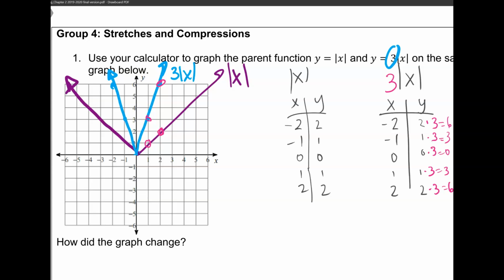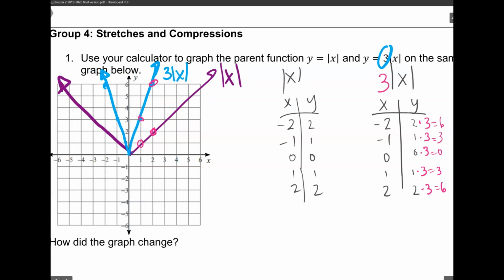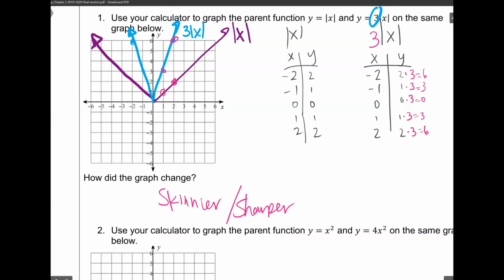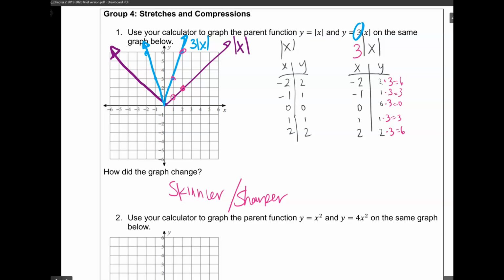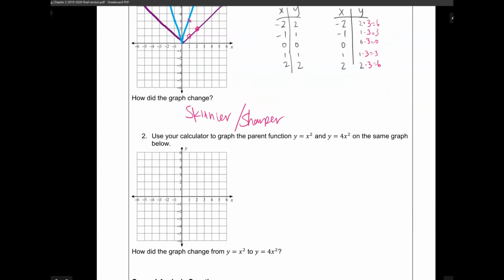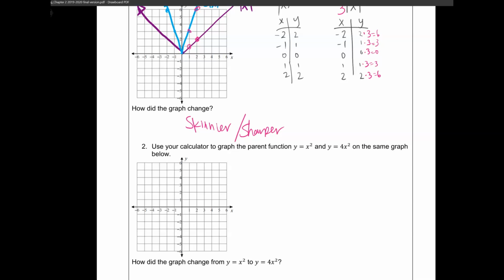All right. So how did the graph change? We already talked about this. Skinnier, sharper. Is that how you spell skinnier? I think it is. So use your calculator to graph the parent function y equals x squared and y equals 4 times x squared on the same graph below. Okay, so x squared and 4 times x squared.